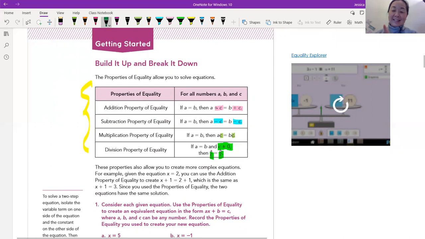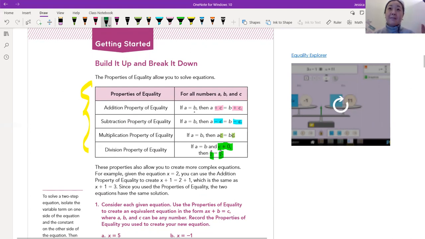So if A is equal to B, right? A is equal to B. Here's A, here's B. If A is equal to B, and then you add a C to both sides, it's still going to be the same thing. They're still going to be equal, because we're adding the exact same amount to both sides. Do you see what I'm saying?